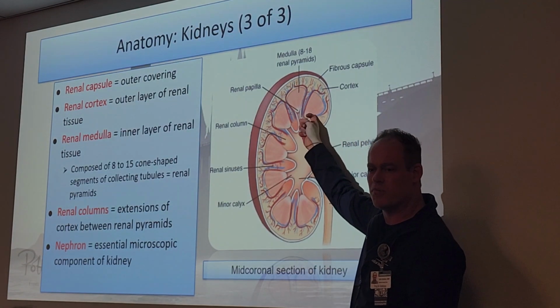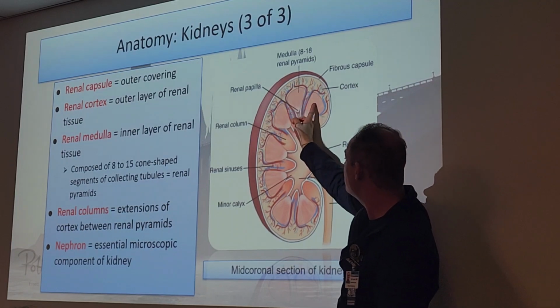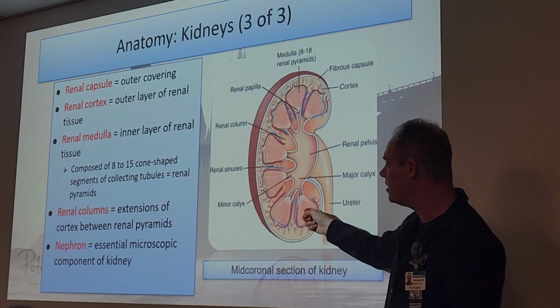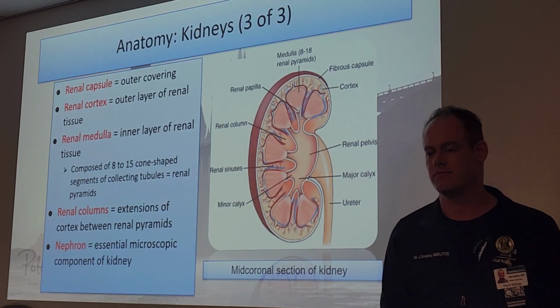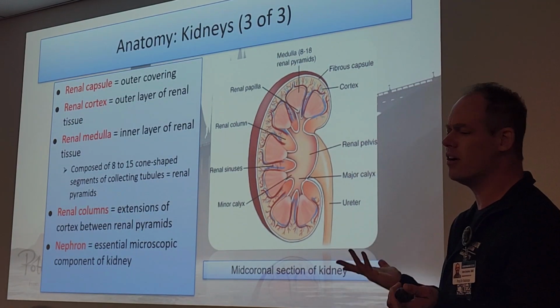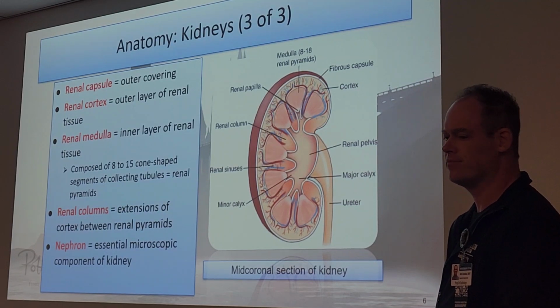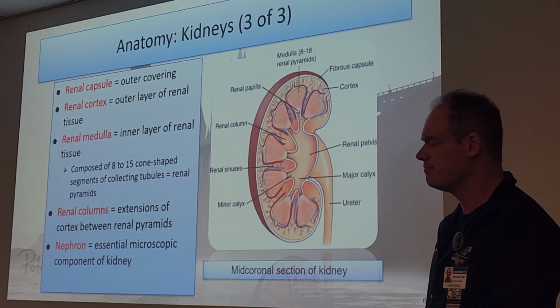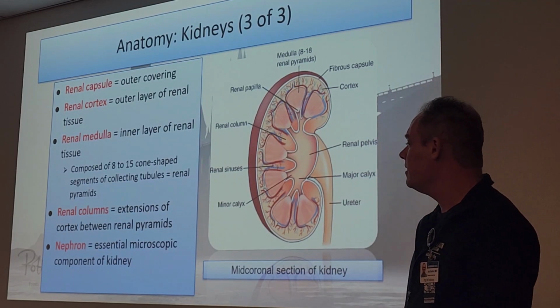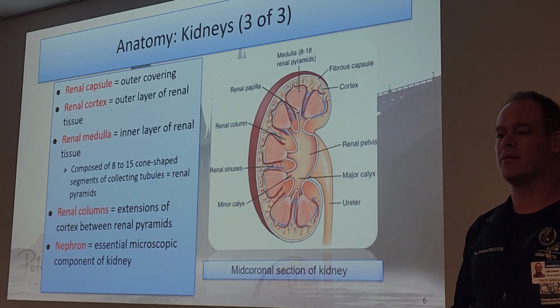You don't really see it here because it's more microscopic, but it's saying there's 8 to 18 pyramids within these triangles. Each one's a renal medulla, and the pyramids are found within the medulla. It varies from kidney to kidney. Some might have 8, some might have 18, and it doesn't really change anything, it's just different between everybody. And finally, the nephron, that's the essential microscopic component of the kidney.